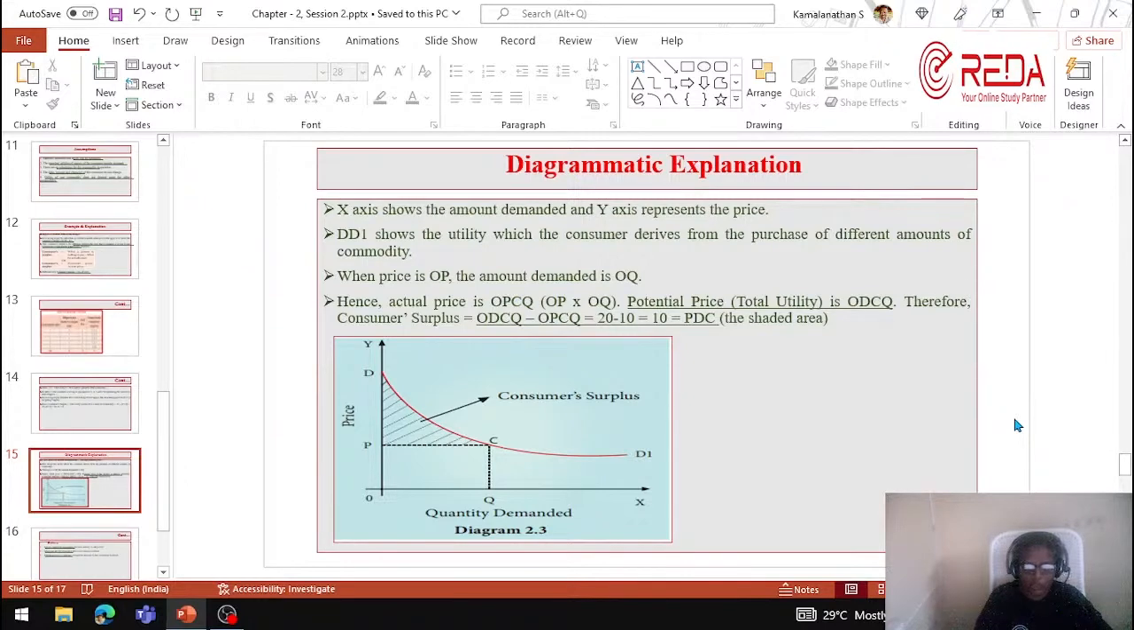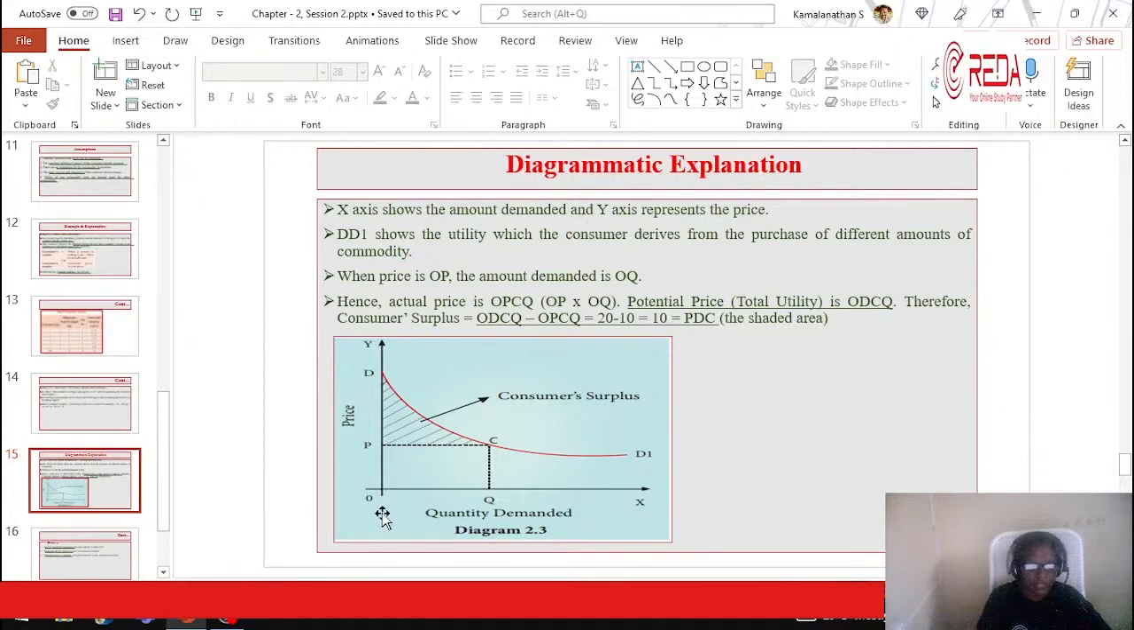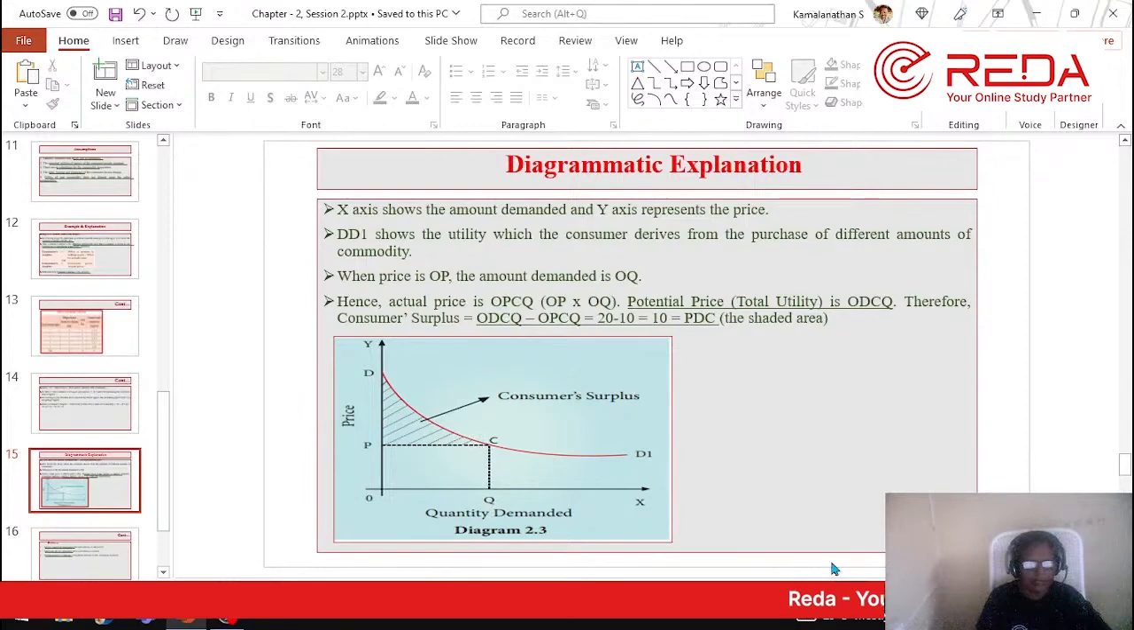Always it will be 2. Only the quantity demanded of the commodity keeps on changing, from 1, 2, 3, 4, 5, 6. So the actual price level of the commodity is from 0 to P, the actual price of the commodity.